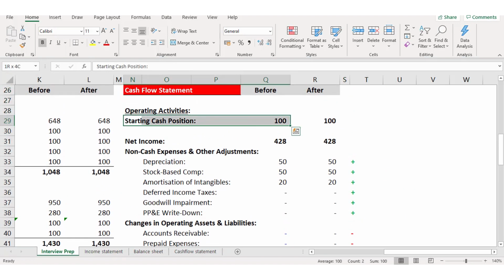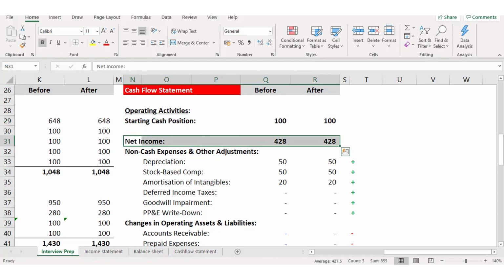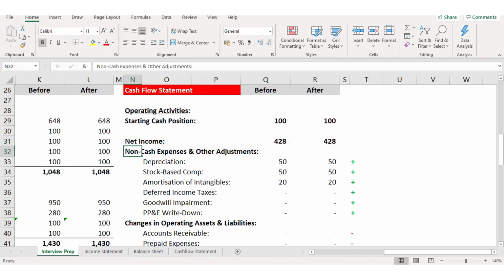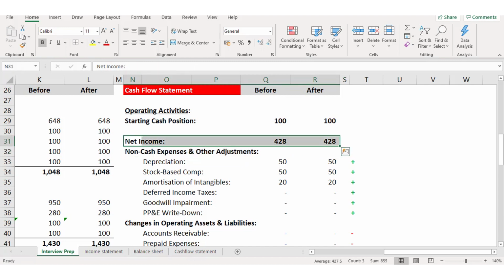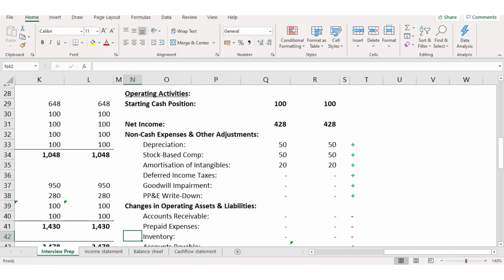So the first starting line item is obviously going to be your starting cash position. Now, if you are going to be preparing a cash flow statement for the year, you're going to assume that in the previous year, the company has generated some cash. So that's going to be your starting point. Then we're going to get net income from the income statement. Now remember from our video on the income statement, there are non-cash expenses. This distorts the net income line item because this is not actually what we have in the bank account. We have to make some adjustments so that we can see exactly how much cash we have. So let's begin with these adjustments.